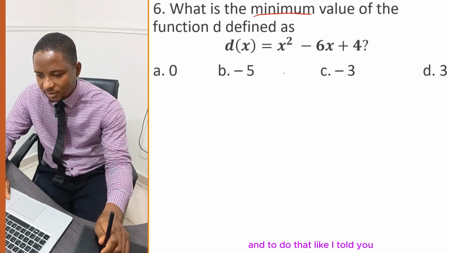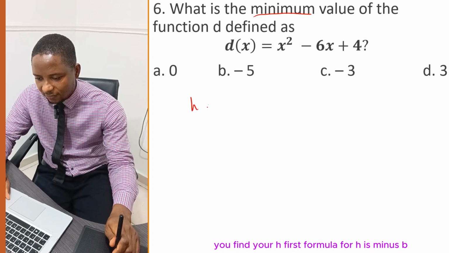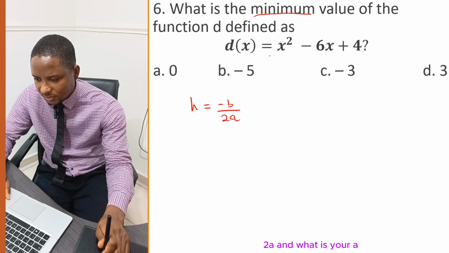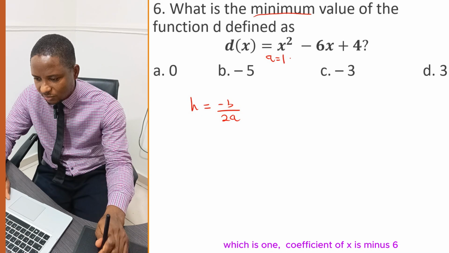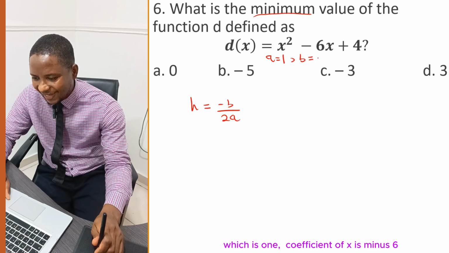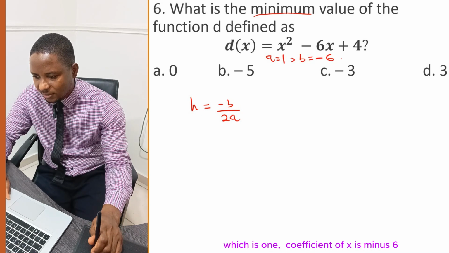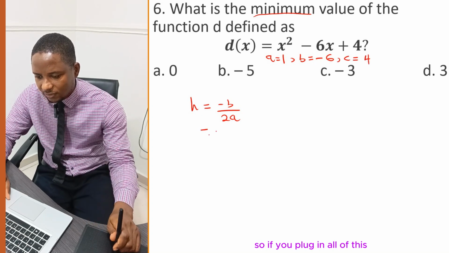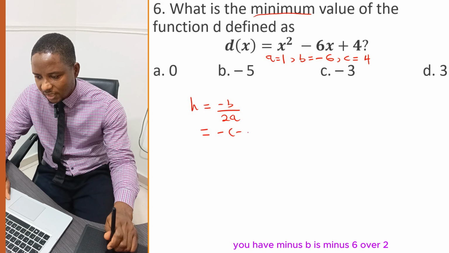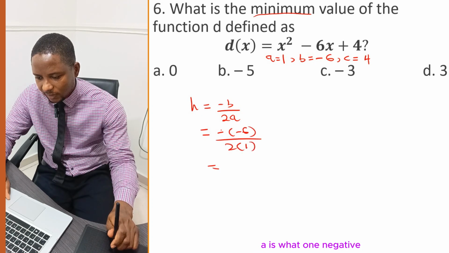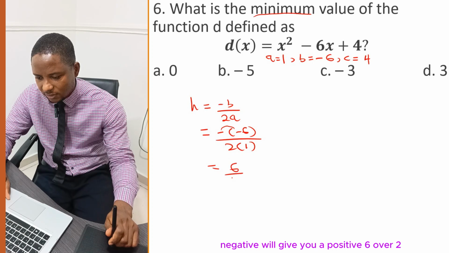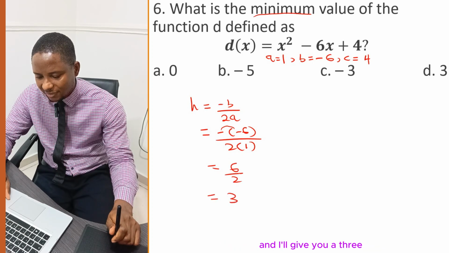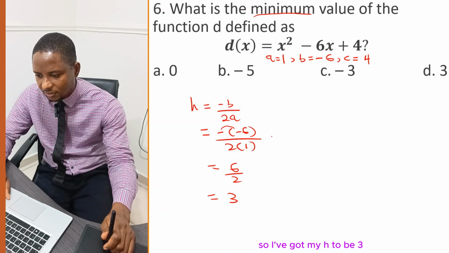And to do that, like I told you, you find your h first. The formula for h is minus b over 2a. And what is your a? a is the coefficient of x squared, which is 1. The coefficient of x is minus 6, while the constant c is 4. So if you plug in all of this, you have minus b is minus 6 over 2a, what? 1. Negative negative will give you a positive 6 over 2, and that will give you 3. So I've gotten my h to be 3.